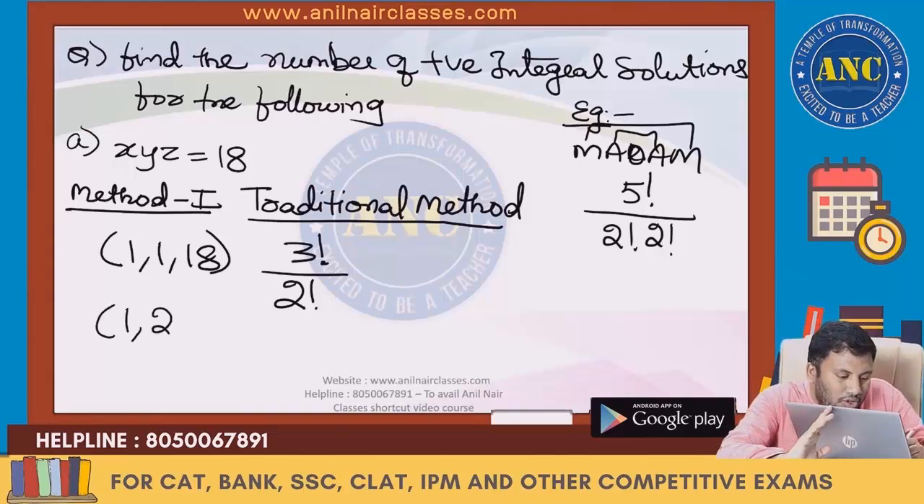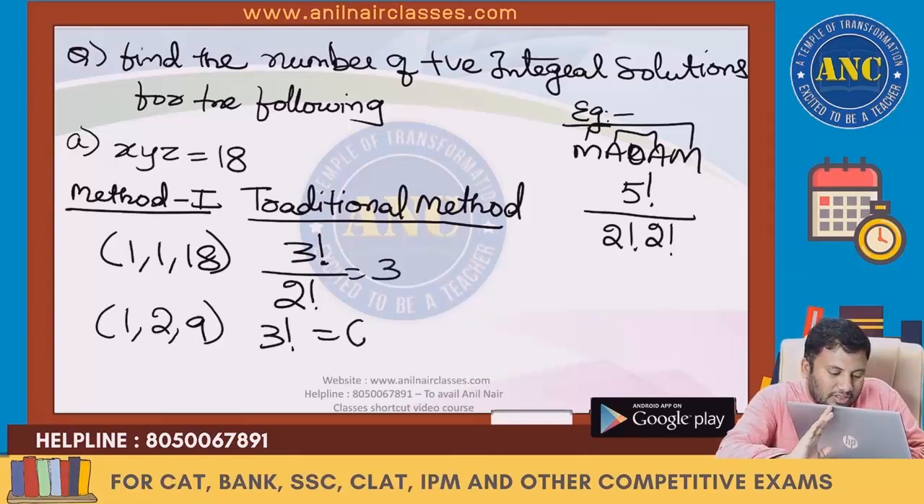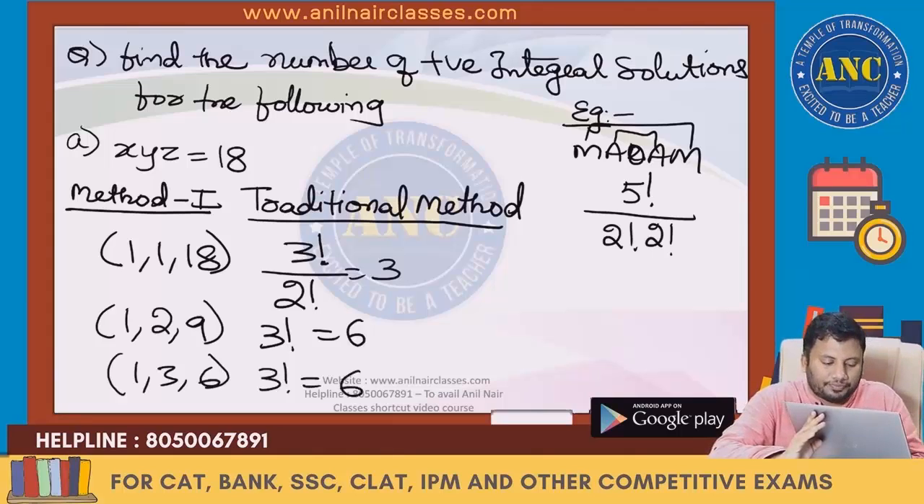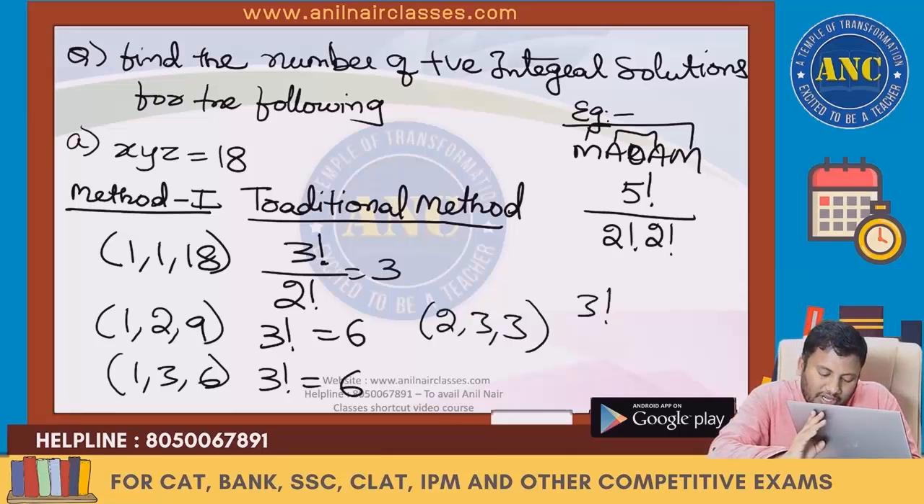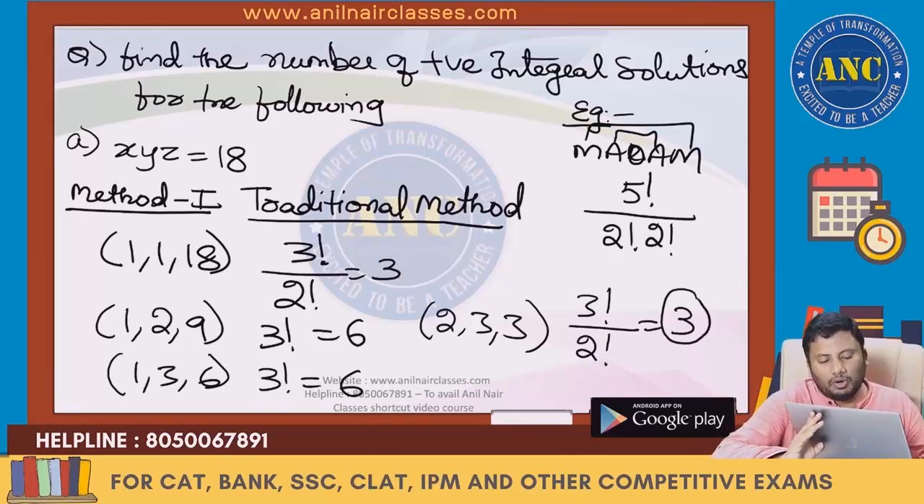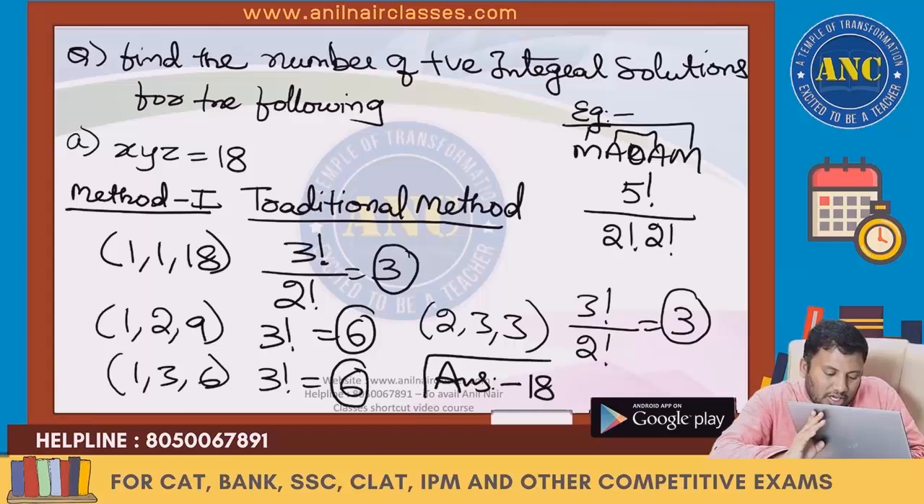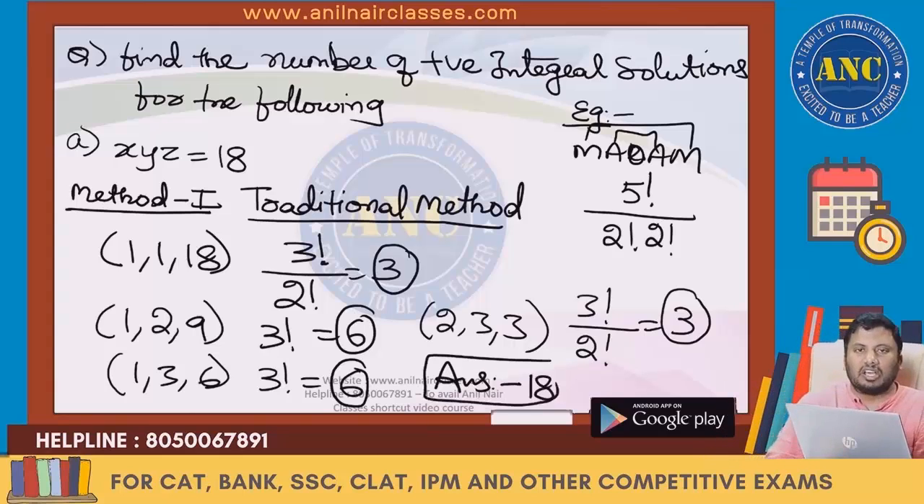Next one, 1, 2, 9. 3 numbers can be arranged in 3 factorial, which is 6. Then 1, 3, 6: 3 numbers arranged in 3 factorial, again 6. Then 2, 3, 3: 2 into 3 into 3 is 18, and 3 factorial by 2 factorial is nothing but 3. Totally, how many cases did we get? 6 plus 6, 12, 12 plus 3, 15, 15 plus 3, 18. The number of integral solutions for the equation xyz equals 18 is 18.